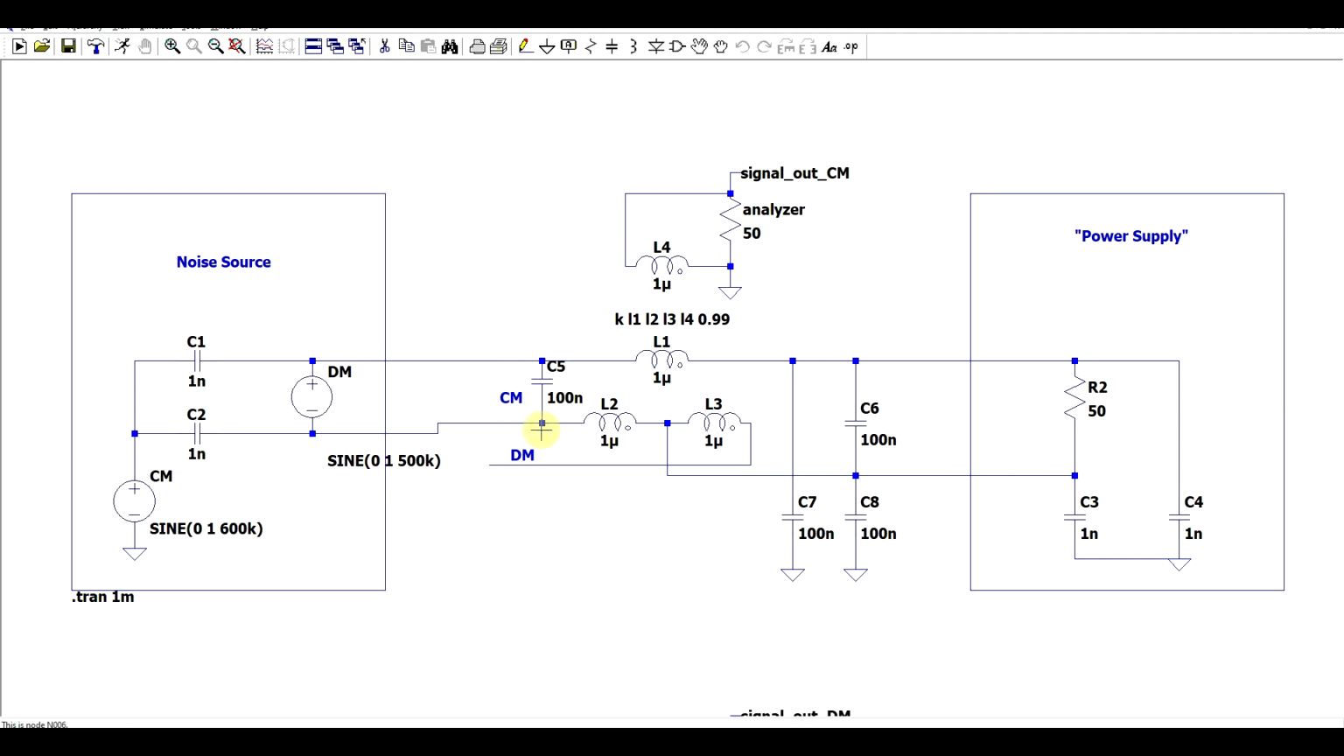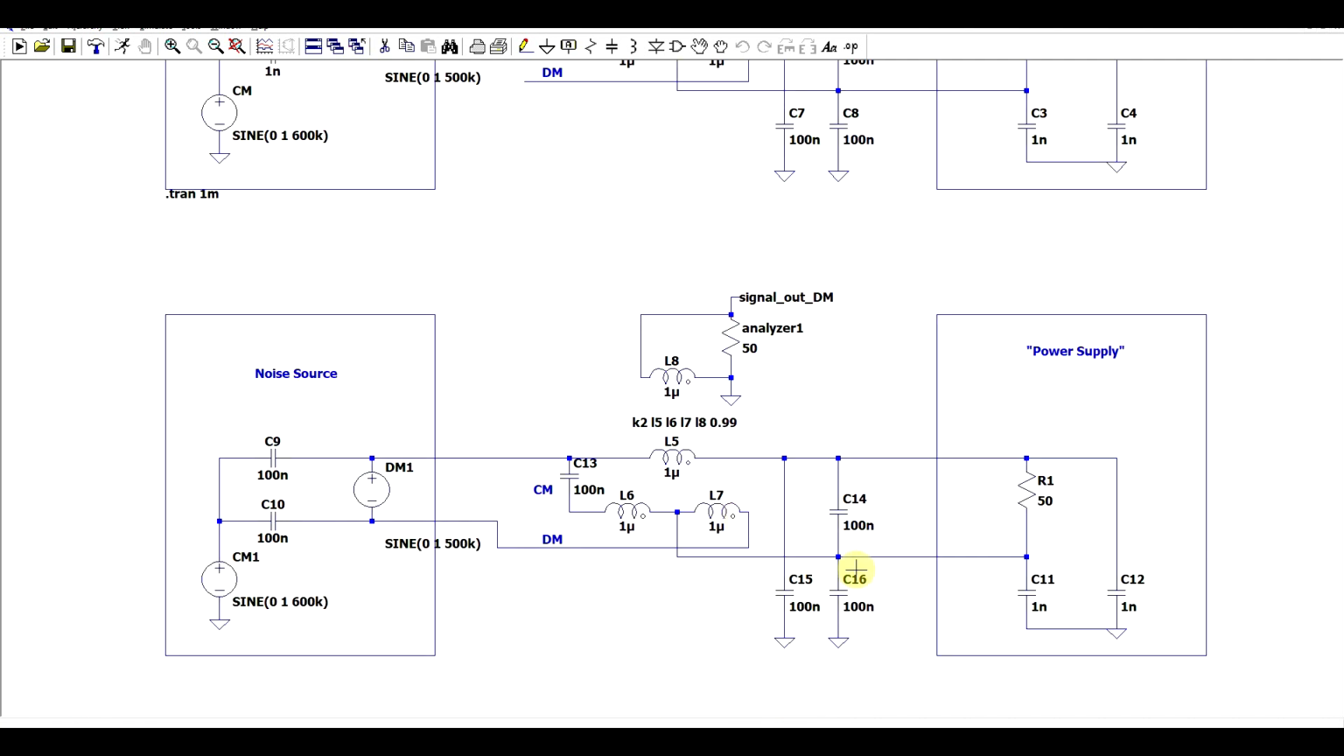So first of all, when we're measuring common mode noise, I already have a capacitor to short circuit any differential mode noise right at the beginning. But also we have the same thing at the end, so it's C6. And we also have C7 and C8, which pull the 2 supply lines to ground. And then in my second circuit, we have the exact same circuit, exact same noise source, the only difference being that this time the differential mode signal is being supplied.